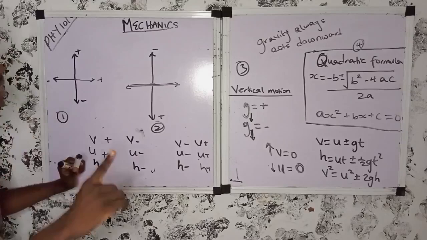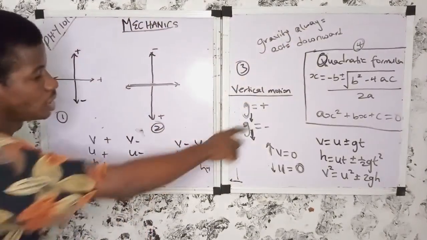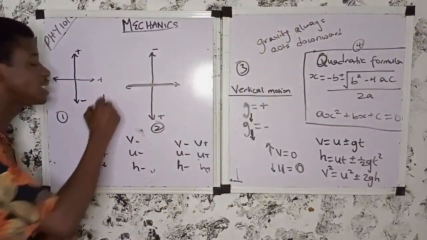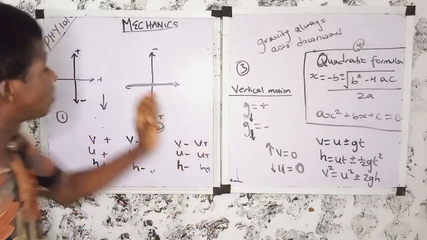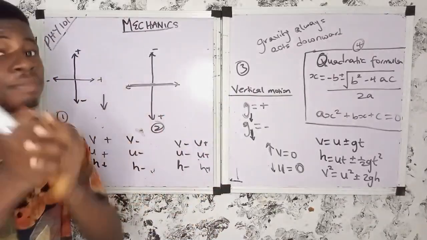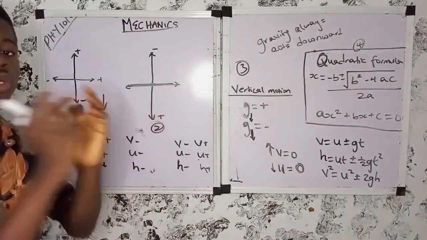Please take note: gravity always acts downward. G always acts downward. And the sign of G is not affected by the direction of the motion. It's only affected by the coordinate you use.